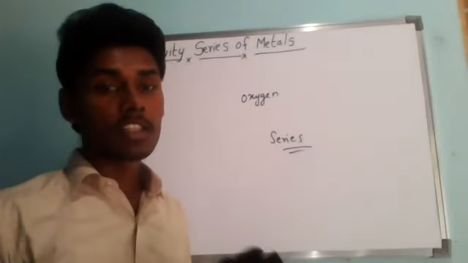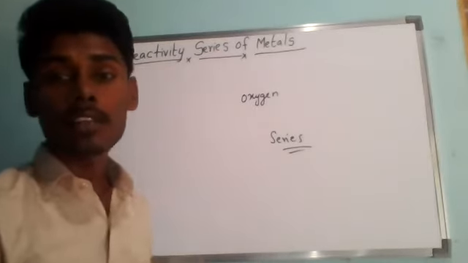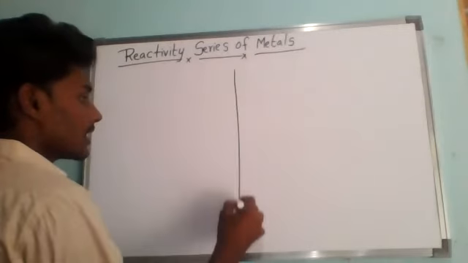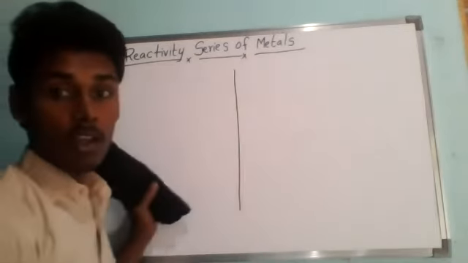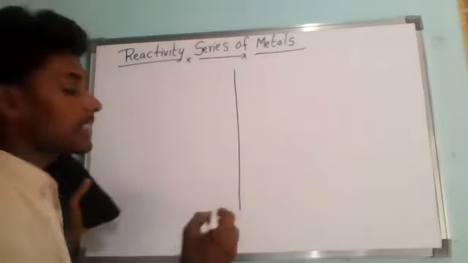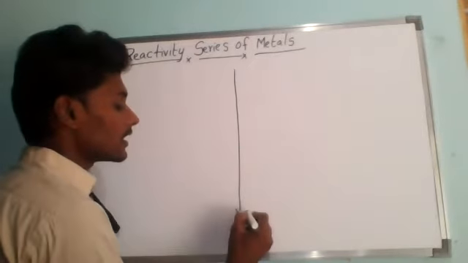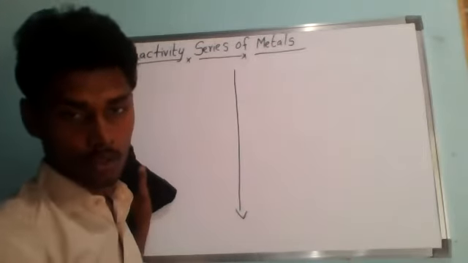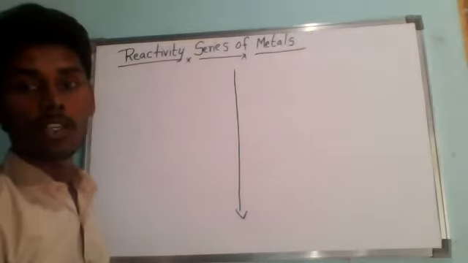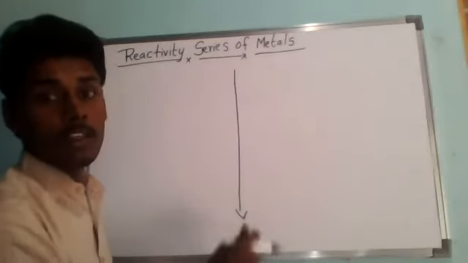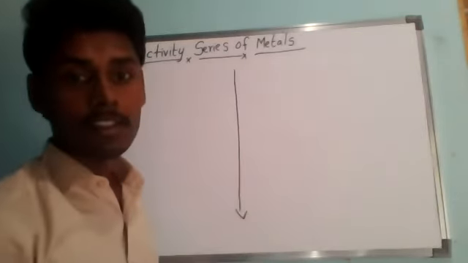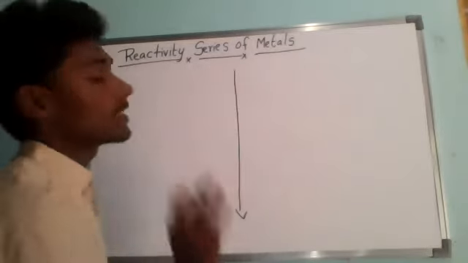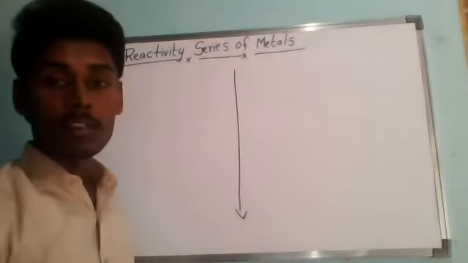The reactivity series of metals means the arrangement of metals in a vertical column. You have to remember here: the arrangement of metals in a vertical column in the order of decreasing reactivities is called the reactivity series of metals, or activity series of metals. If you want, note down the definition.